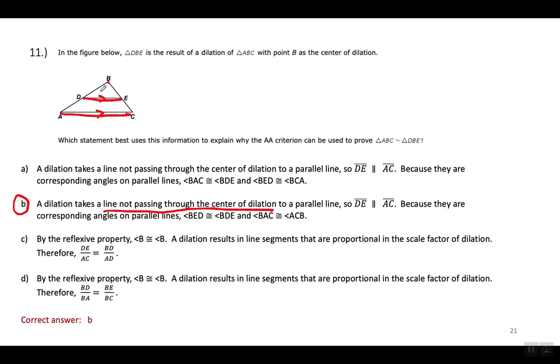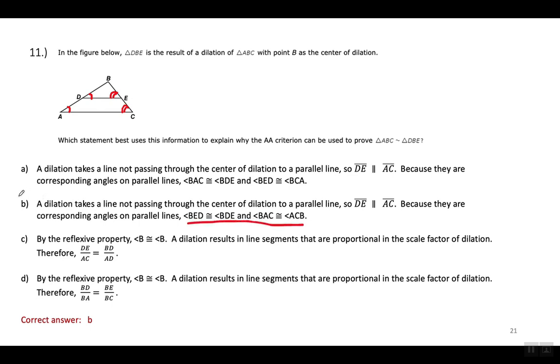Now, when those two lines are parallel in a triangle, you have to remember that when two lines are parallel and a transversal goes through them, this angle will be congruent to this corresponding angle, and this angle over here will be congruent to this corresponding angle over here, which is what it's saying right here.